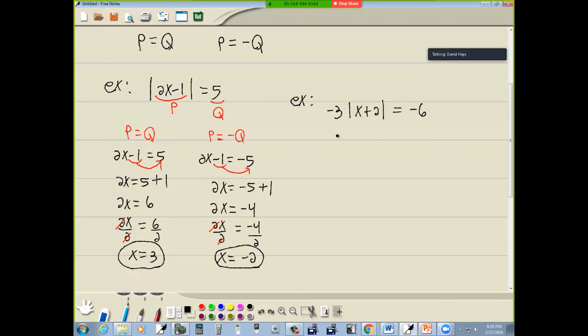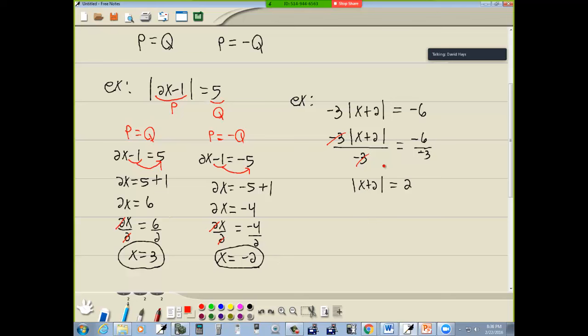So to get the absolute value by itself, we always do the opposite operation. So here, I would divide both sides by -3. Now when I do that, those -3's cancel. And we got the absolute value of x plus 2 is equal to negative divided by negative is positive, and 6 divided by 3 is 2. Actually, I guess I could finish this.